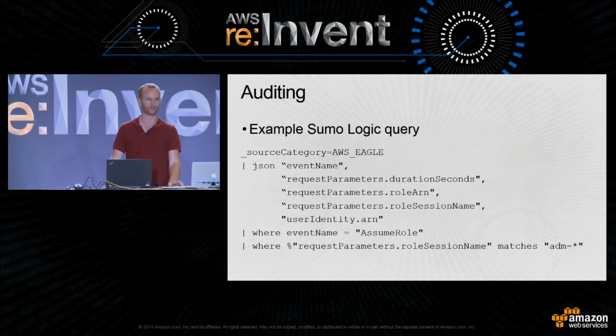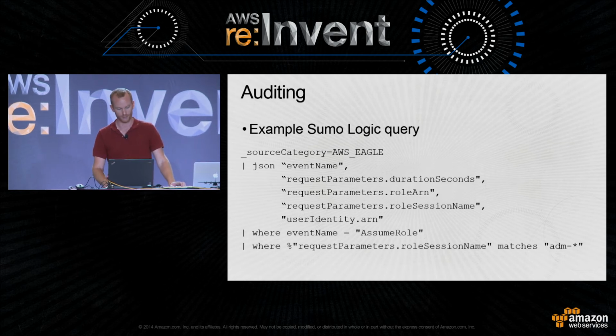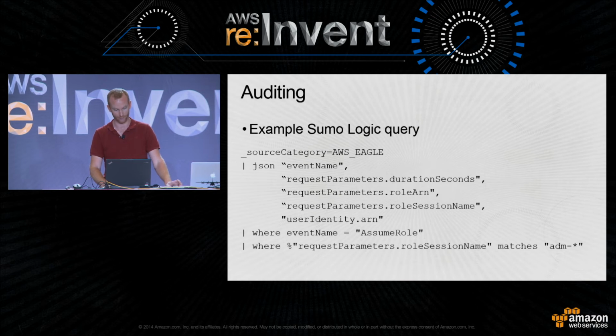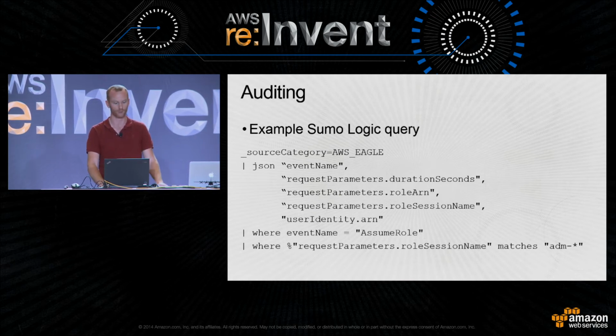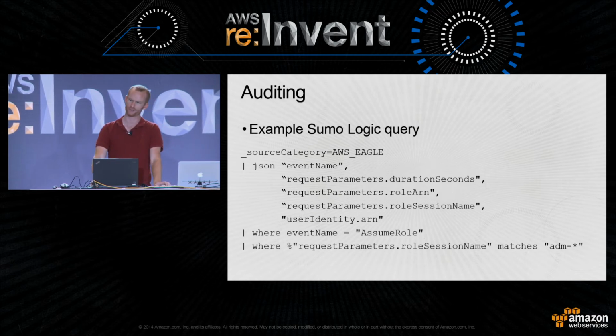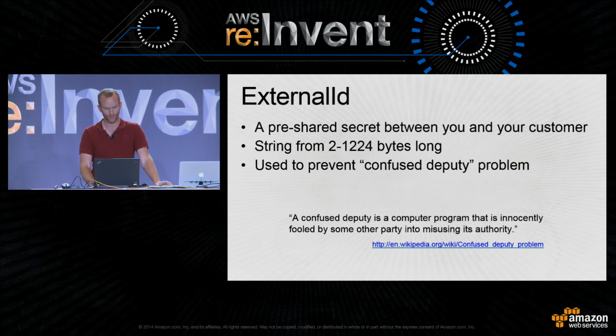I don't know if any of the rest of you are. You're just going to have to paste this out of the slides if they get posted somewhere. If you're a Sumo Logic shop and you want to look in your CloudTrail logs, this is one of the things that we do to parse those out, and you can have fun with this as well. AWS Eagle, of course, was the code name for CloudTrail before it got launched last year at re:Invent, I think it was.